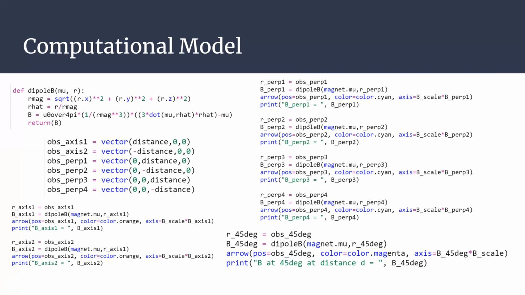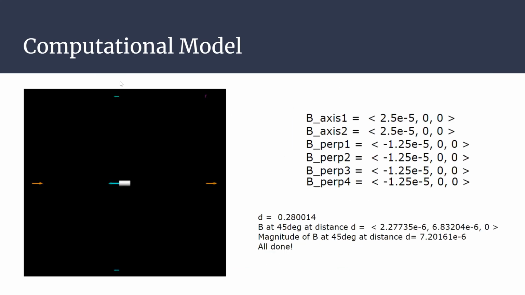In the computational model, we had to split into 2 on-axis and then 4 perpendicular axis. And then up here we solve for the magnetic dipole using R mag and then R hat. And then here's just the output of the computational model. And then here is the magnitude of B, the magnetic field, at distance D.